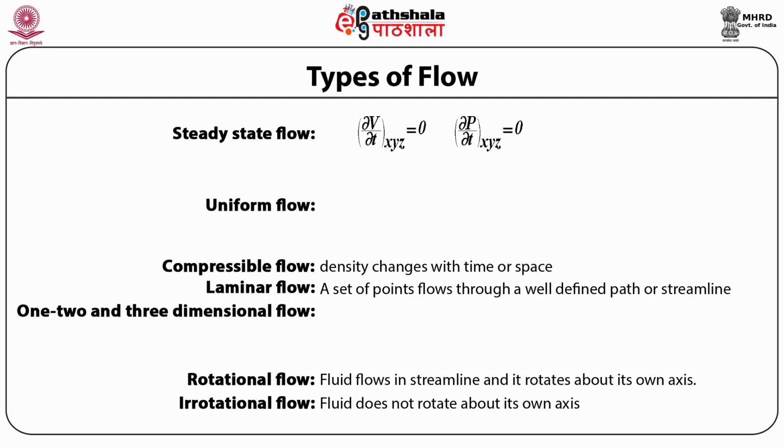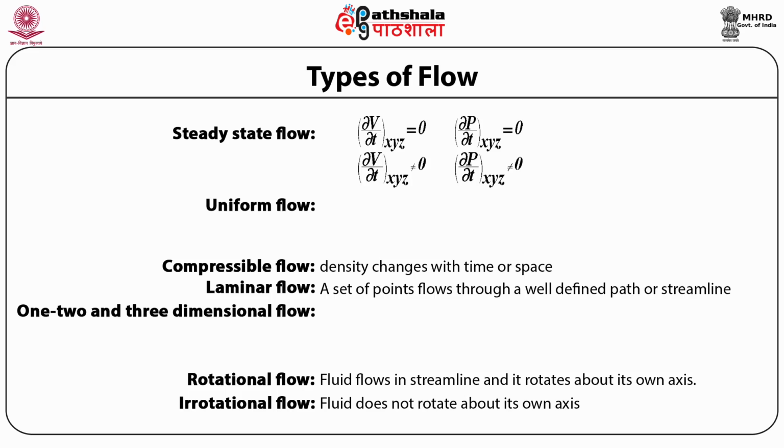Unsteady state flow is the reverse of the steady state. That is, the fluid properties like V, velocity, and your density change with time at any point. That is, del V by del T with respect to space is not equal to 0 and del rho by del T with respect to the space is not equal to 0.